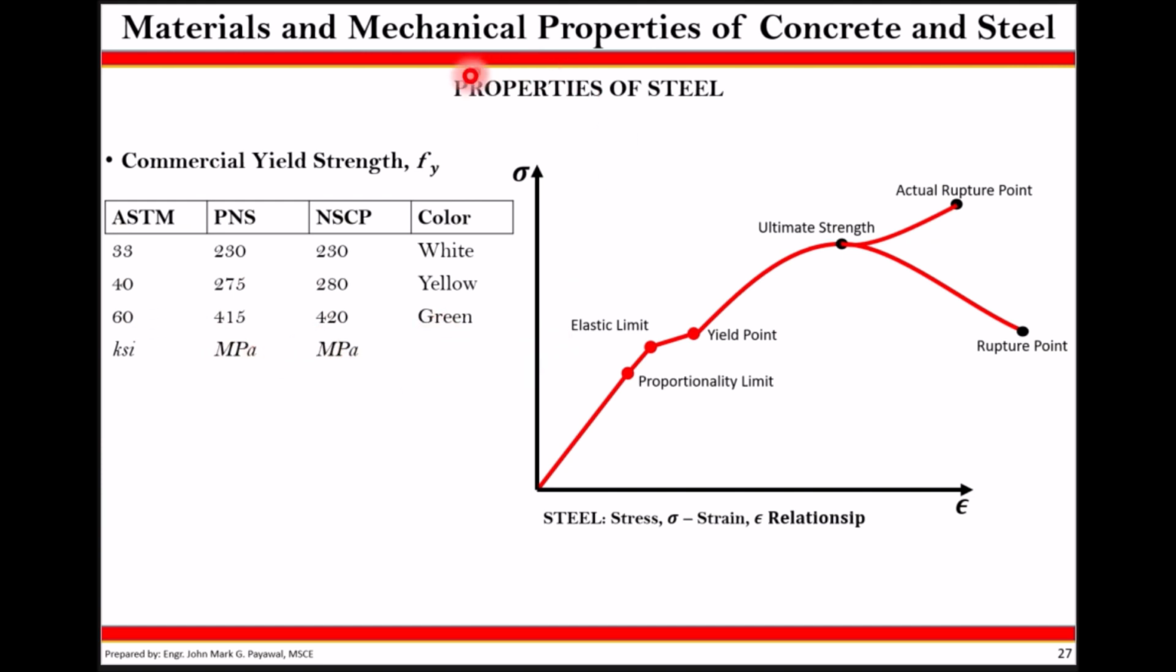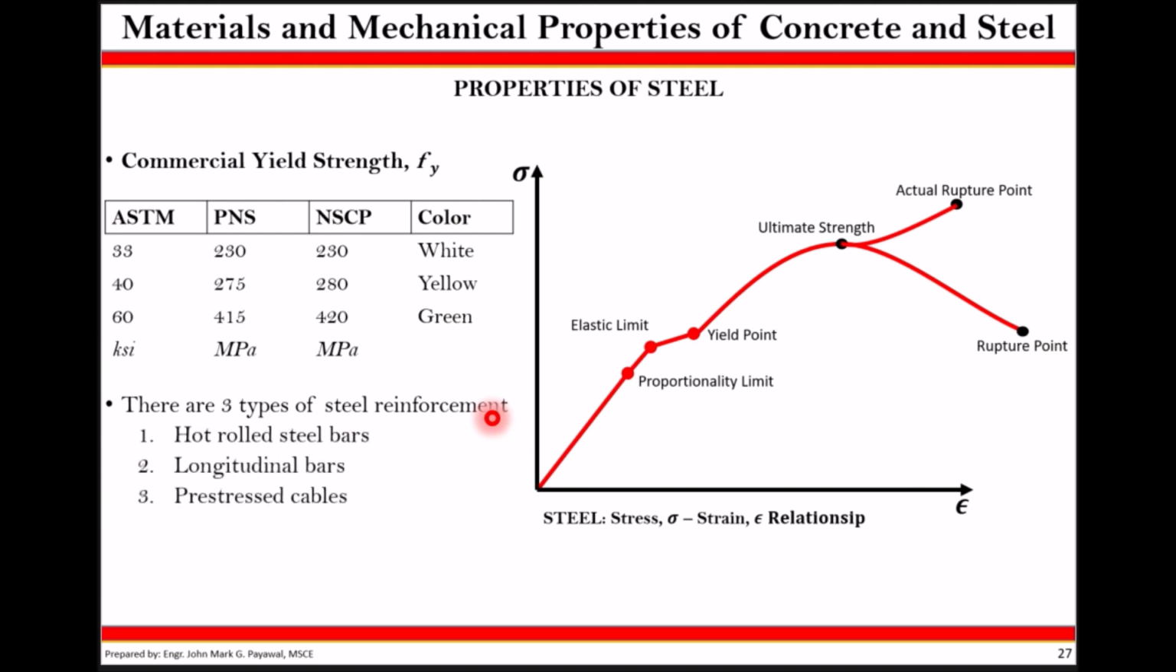This is very effective in grouping your reinforcements on site, especially when you are building a high-rise structure or a structure that requires a lot of reinforcements. As an advanced reading, there are 3 types of steel reinforcement: hot-rolled, longitudinal bars, and pre-stressed cables. The modulus of elasticity of steel, however, is not formula-based because it is just equal to 200,000 megapascals.